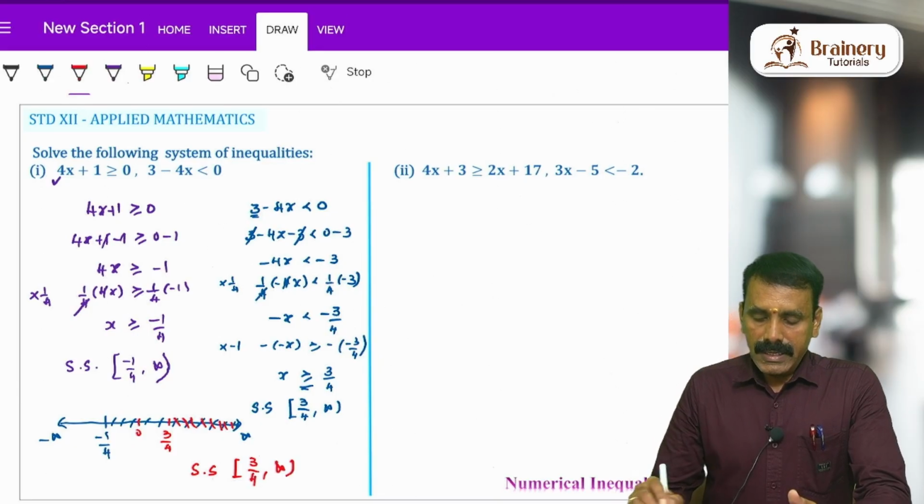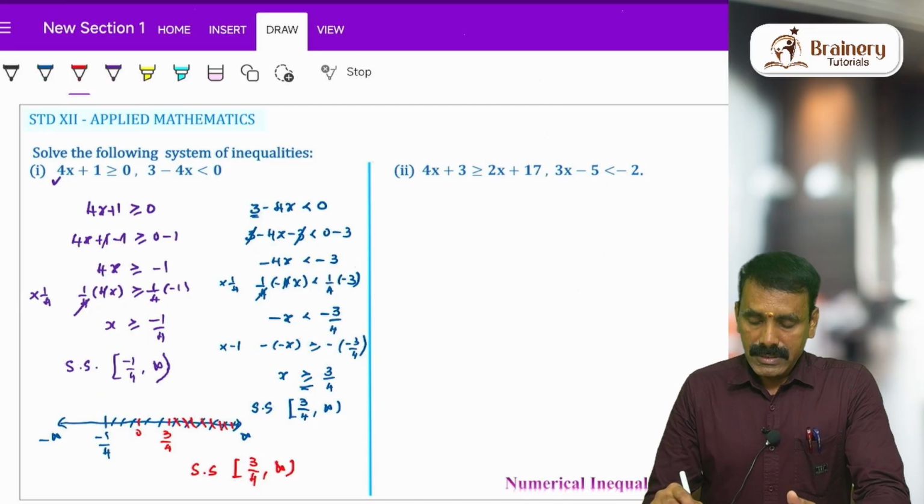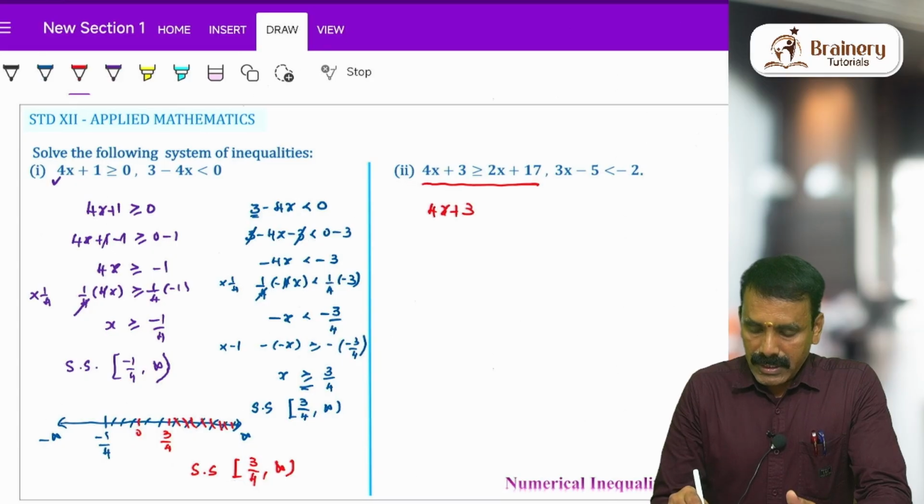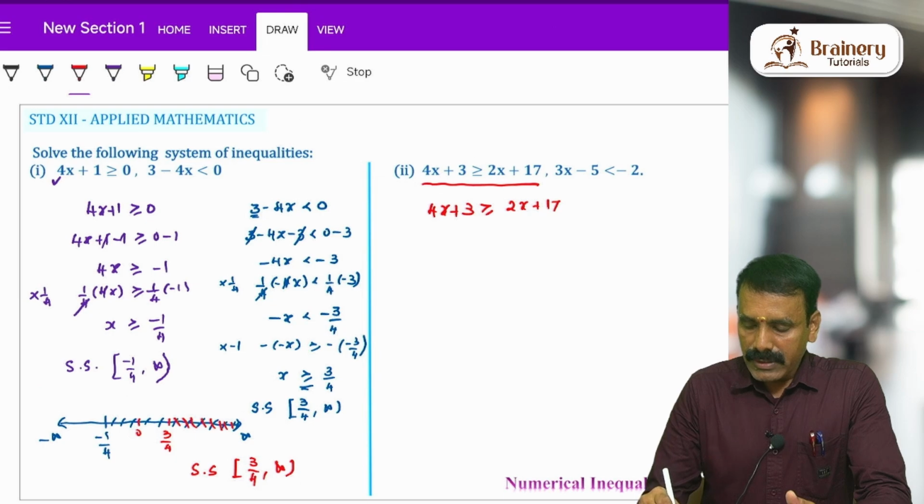Now let us consider another set of linear inequalities. Here we are having the first linear inequality, 4x plus 3 greater than or equal to 2x plus 17. And the second inequality is 3x minus 5 less than minus 2. Okay.